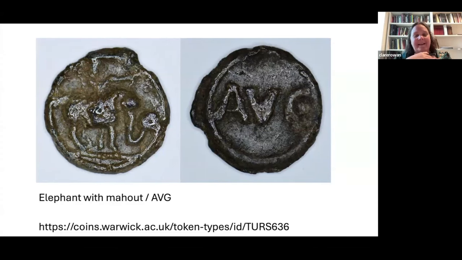So here is an elephant with a mahout, an elephant rider. I mean, I probably couldn't do any better than this. But you can clearly begin to see the different styles we have at work, which probably represents just different people engraving those molds. On the other side of this, we have an abbreviation org, so a reference to Augustus. We don't know which emperor this was, but again, individuals creating imagery and associations that we may not necessarily find on other imperial media, but which shows how the image of the emperor really was conceptualized in many different ways by many different people.